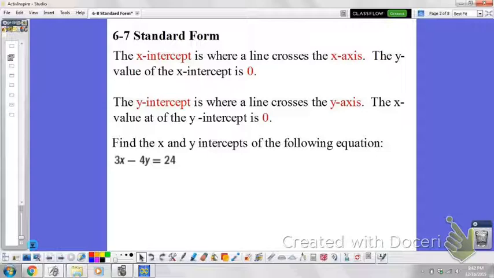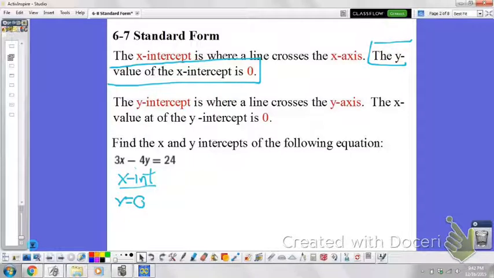So to find my intercepts, I'm going to use what we have above. Let's find the x-intercept first. If I want to find that, I'm going to use the fact that I know the y value of the x-intercept is 0, because to get to the x-intercept, I have to go over an x value, but up 0. So I know that the y has to be equal to 0 for my x-intercept.